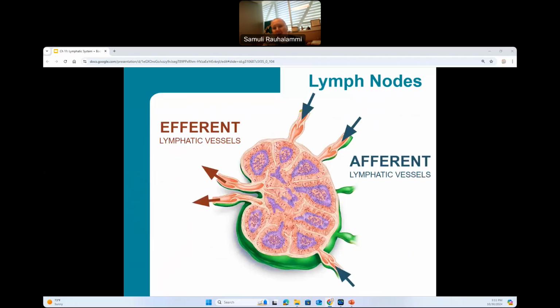Now let's look at the flow of lymph through the lymph nodes. So lymph enters to the convex side through afferent lymphatic vessels, and then the lymph flows through a number of sinuses inside the node. Finally, lymph exits through the efferent lymphatic vessels. Because there are fewer efferent than afferent vessels, the flow of the lymph really is slowed as it moves through the lymph node.